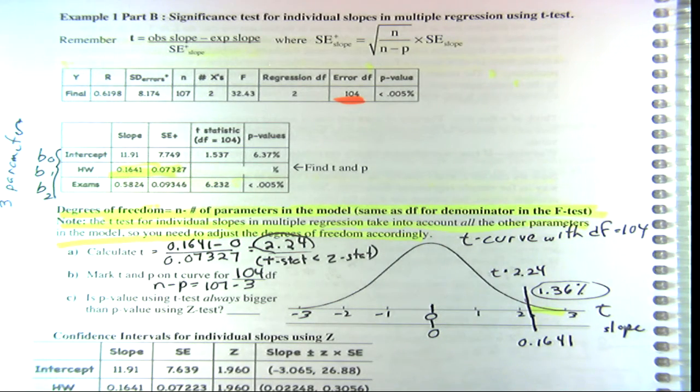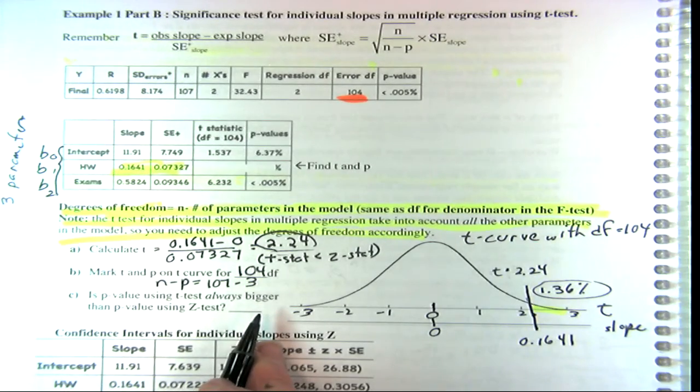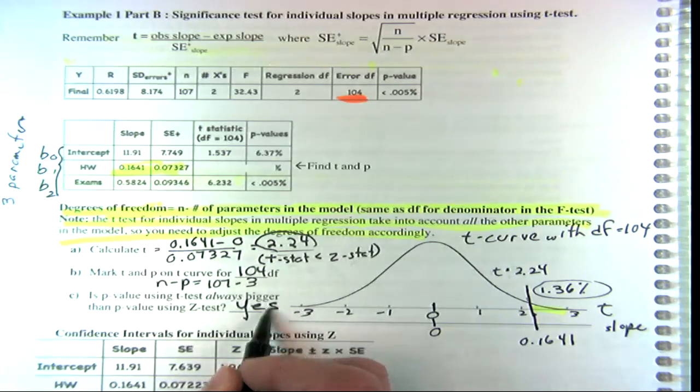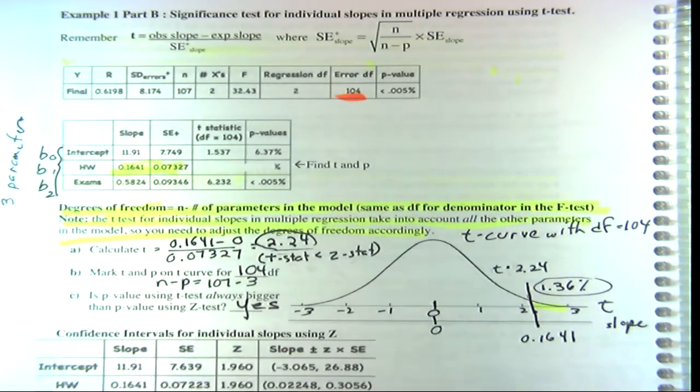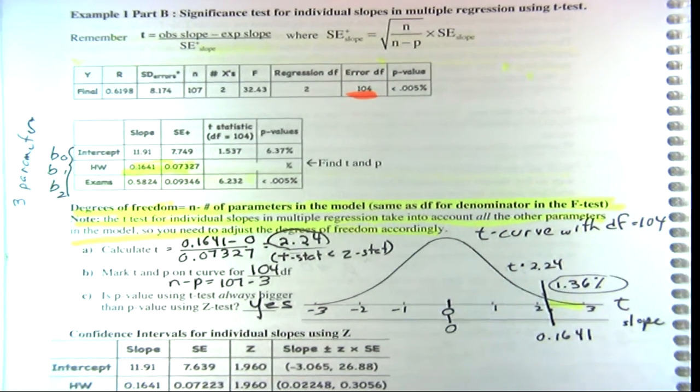So is the p-value using the t-test always bigger? Yes, it is. It's always bigger, just because of the shape of the t-distribution. But it's not very much different. So any questions on that?